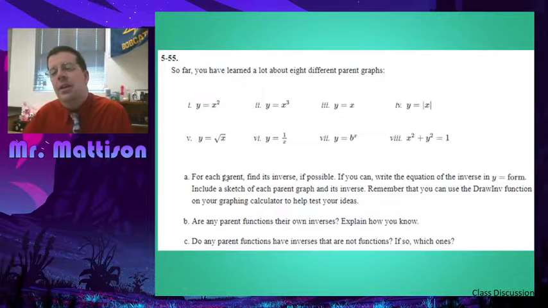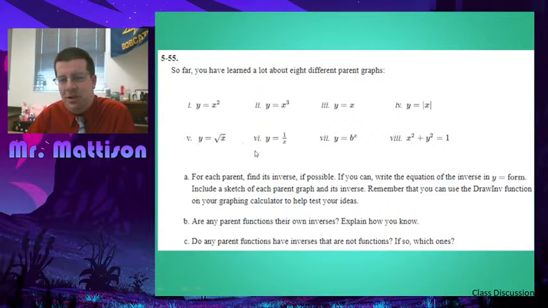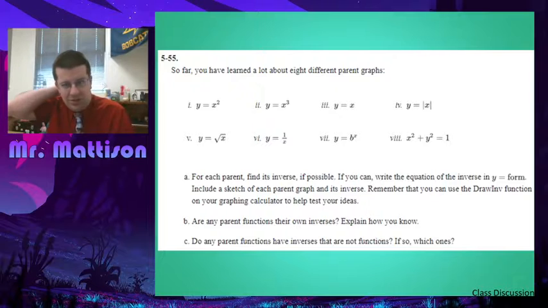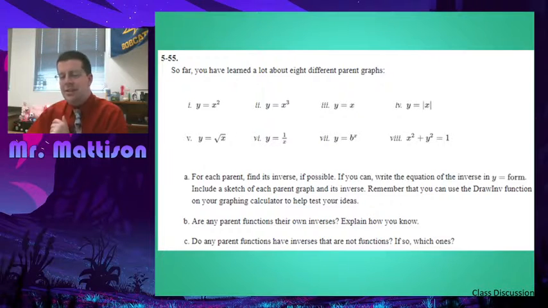Right? The other one here, the rational function of 1 over x, that is also going to be its own inverse. And then last one here, this circle, is going to be its own inverse. So that circle, so long as it's centered on the origin, is always going to be its own inverse because it's a circle reflected over a line through the middle of that circle.